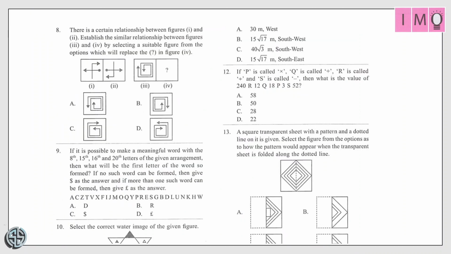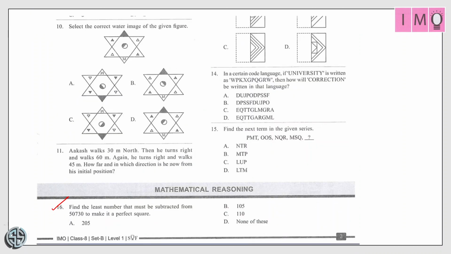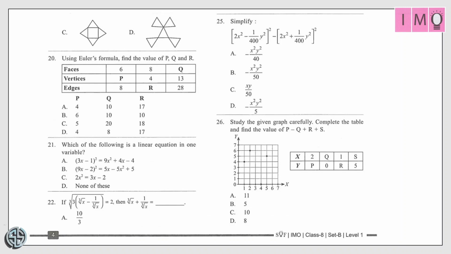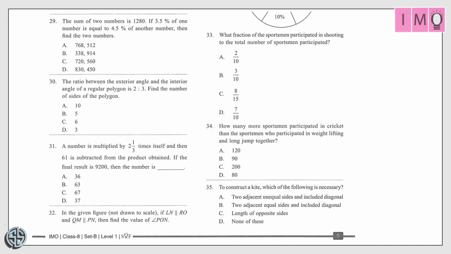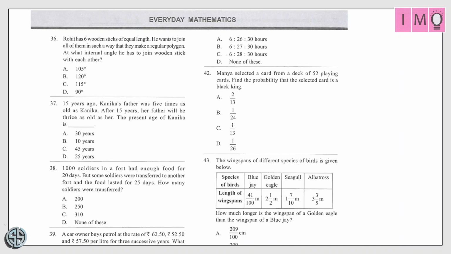You can see here the first section, which is logical reasoning, comprises 15 questions. Then the mathematical reasoning section will have 20 questions. Each question will carry 1 mark. From 16 to 35 you will see the mathematical reasoning questions, right? And the third section is everyday mathematics. The syllabus is the same for section B, the whole class 8th NCERT syllabus.